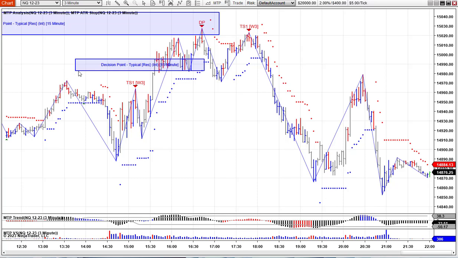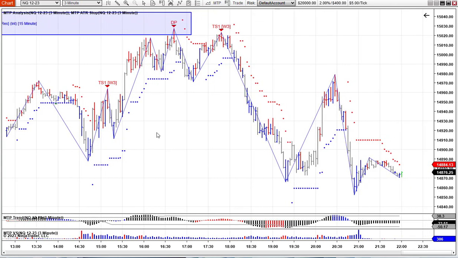It wasn't coming off any good resistance. So in other words, the market picture wasn't clear at this particular level. So that's why we wouldn't have taken this particular trade, even though the MTP trend was actually, I think, black at the time. So that would have been a very good result.